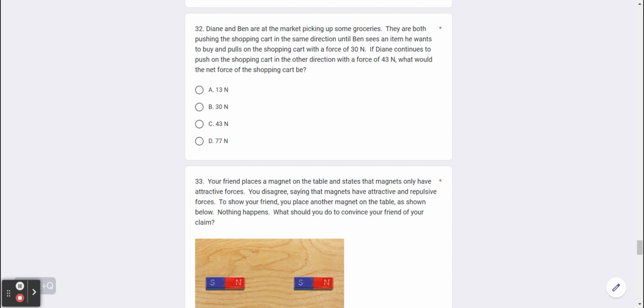32. Diane and Ben are at the market picking up some groceries. They're both pushing the shopping cart in the same direction until Ben sees an item he wants to buy and pulls on the shopping cart with the force of 30 newtons. If Diane continues to push on the shopping cart in the other direction with the force of 43 newtons, what would the net force on the shopping cart be? A, 13 newtons, B, 30 newtons, C, 43 newtons, D, 77 newtons.